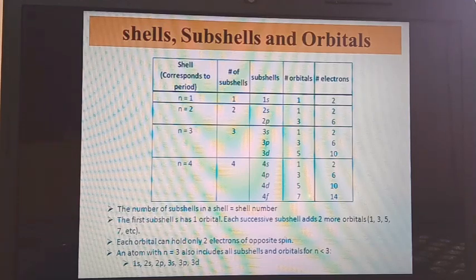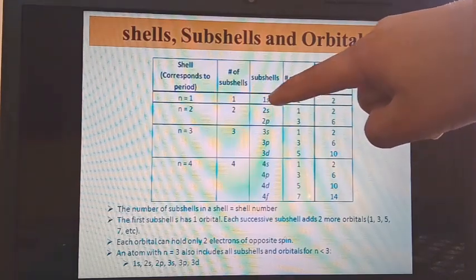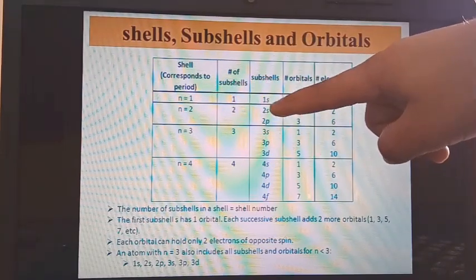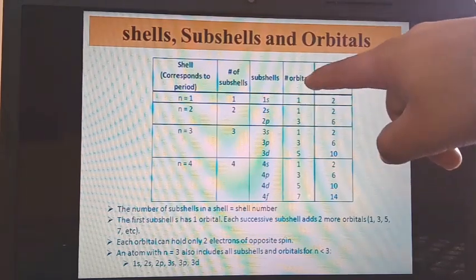So here we see some details about shells, subshells and orbitals. First of all, see in the first column there is a shell, which is represented as 1, 2, 3 and 4. The second column is the number of subshells. In the first shell there is only one subshell, in the second shell there are 2 subshells. The name of the first subshell is 1s, in the second there are 2s and 2p, and in the next column you can see the orbitals.